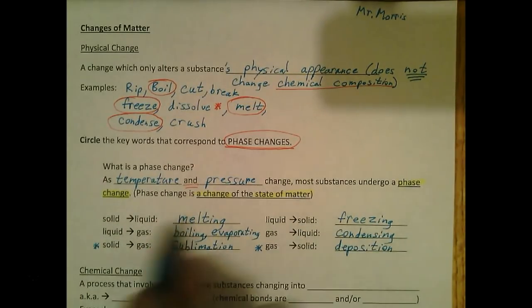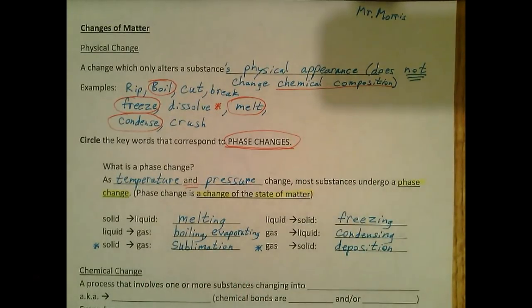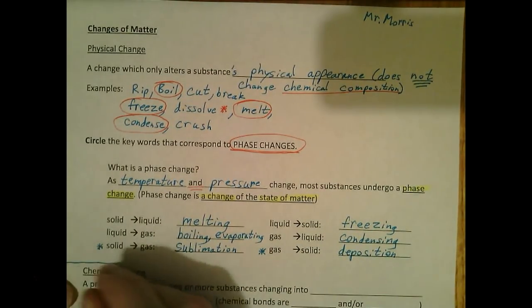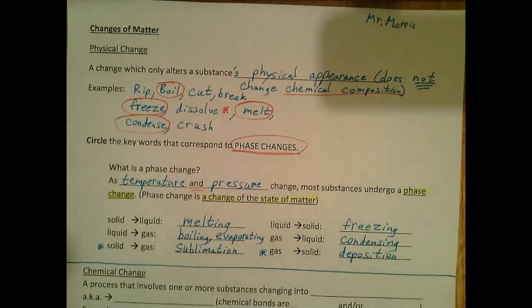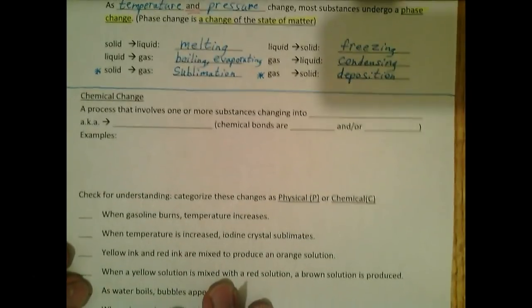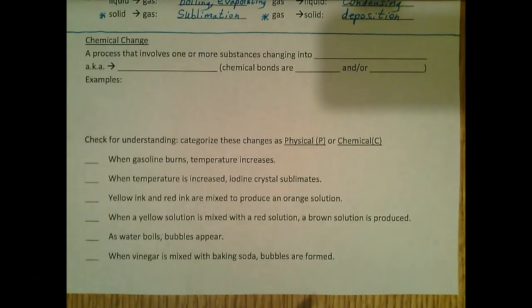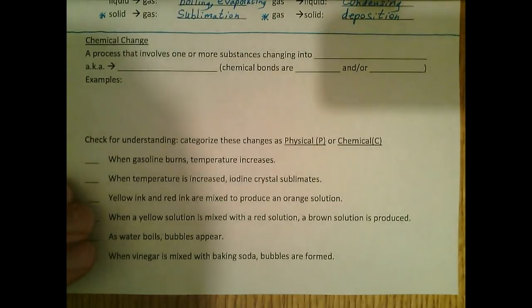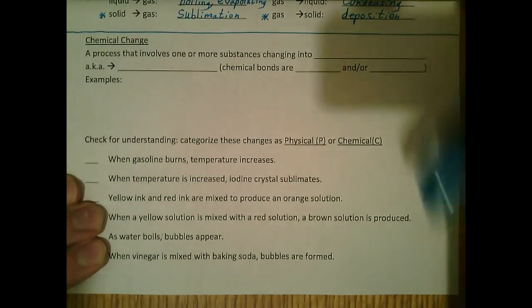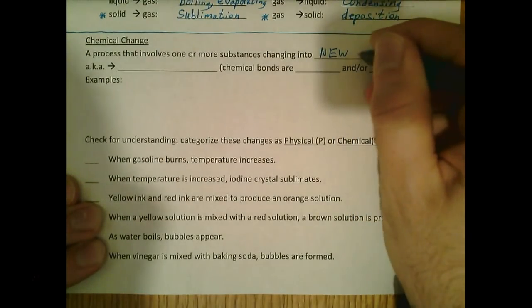All of these down here are phase changes, and everything we've talked about so far, we're not changing the chemical composition, so this is a physical change. But if we go down to the next section of these notes, it talks about chemical change. So let's look at those for just a little bit. Okay, a chemical change is a process that involves one or more substances changing into new substances. Okay, these are new substances.